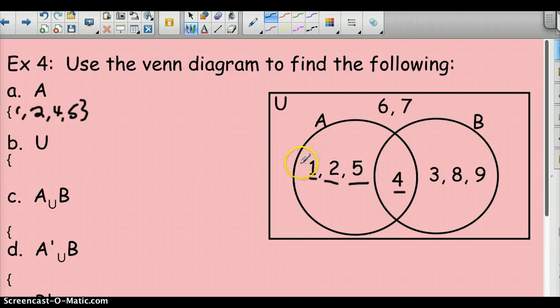Next up, they ask for the universal set. Well, the universal set is all elements within the box, all of them, including those in both circles as well as those outside of the circles. So the 1, the 2, the 4, the 5, the 3, the 8, the 9, the 6, and the 7, they're all in the universal set. That would be 1, 2, 3, 4, 5, 6, 7, 8, and 9.